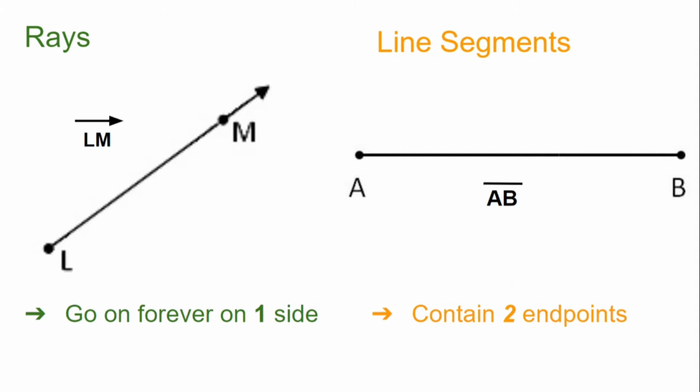Now, moving on to line segments. Line segments, unlike rays and lines, have two endpoints. They do not have any arrows. That means they do not go on forever on any of the sides. Here we have line segment AB. Now, this can also be named line segment BA. So when you're naming a line segment, you can always change the order. But remember, when you're naming a ray, you cannot change the order.